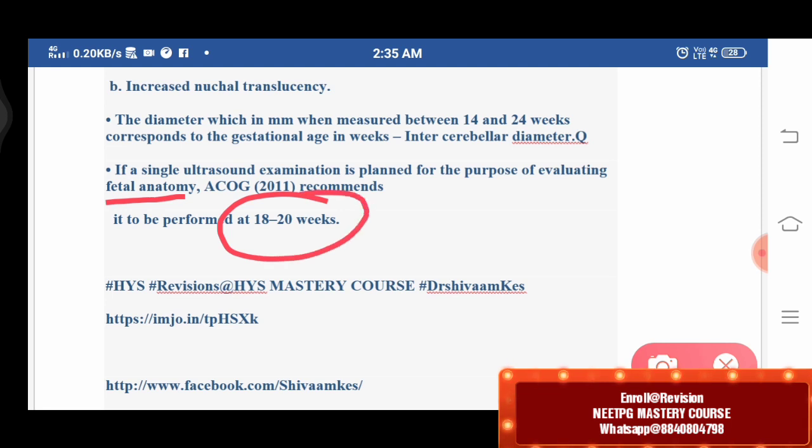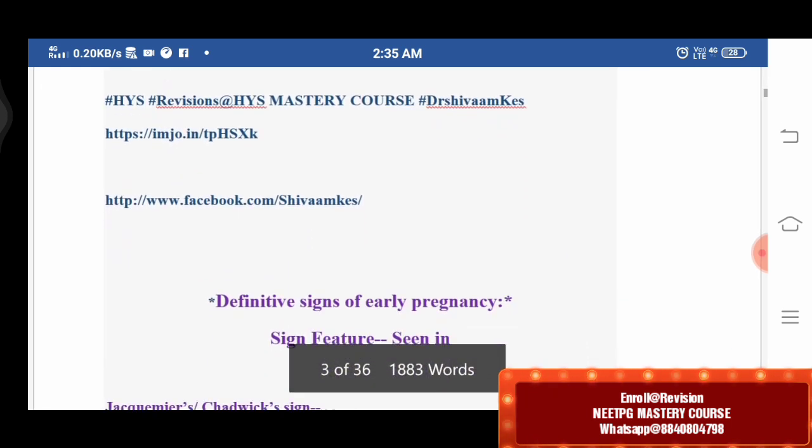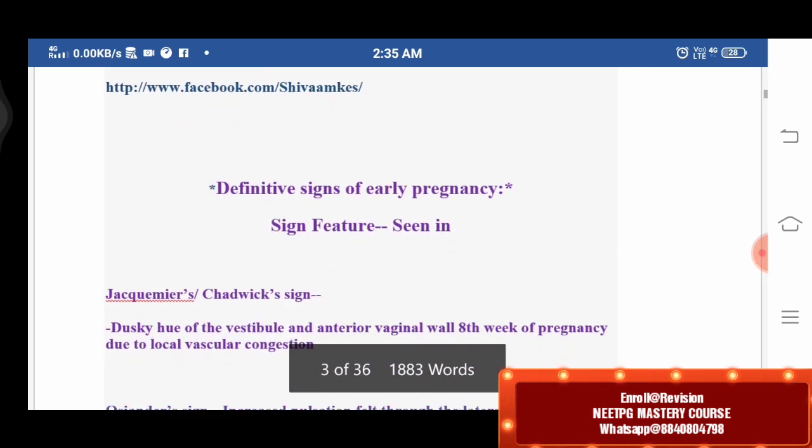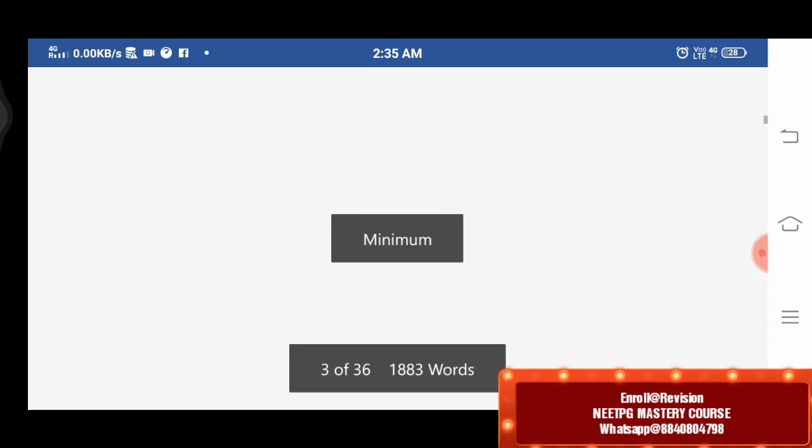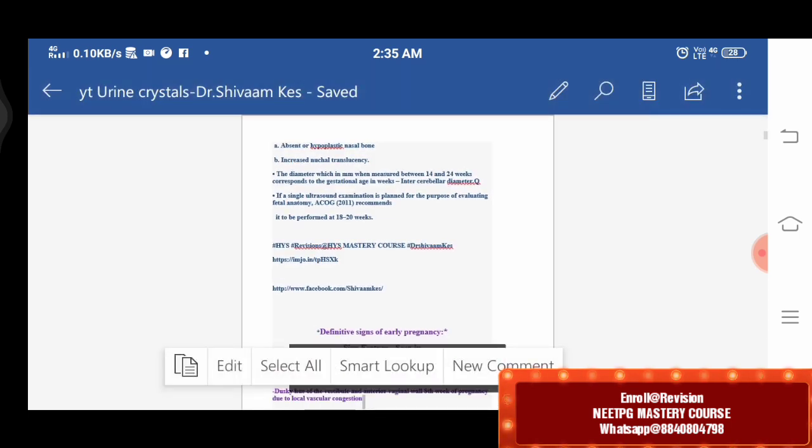So best will be 18 to 20 weeks. So these are some important questions regarding USG in pregnancy. Moving to some physiological or definitive signs in the pregnancy.